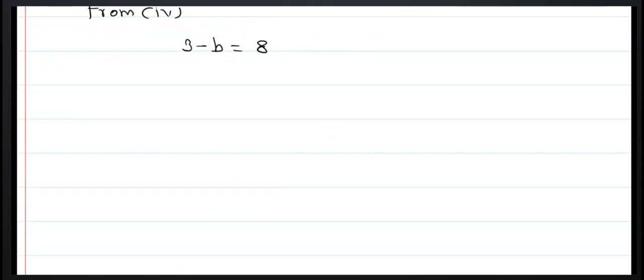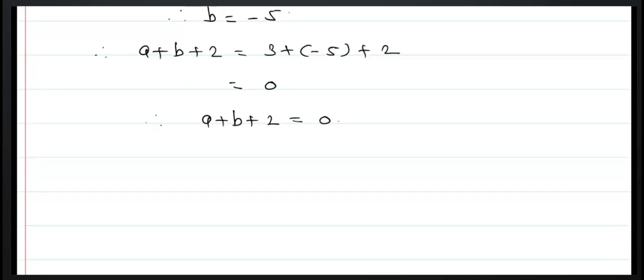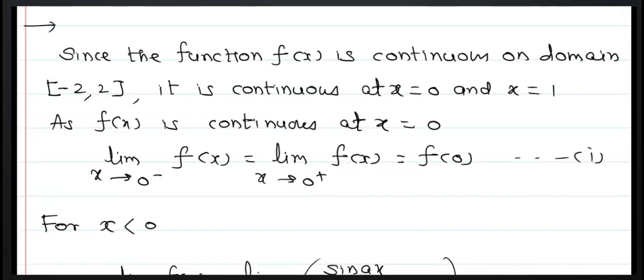Therefore, 3 minus b is equal to 8, so b is equal to minus 5. And that's why a plus b plus 2, that is 3 plus minus 5 plus 2, is equal to 0. Therefore, a plus b plus 2 is equal to 0. Hence, the result.